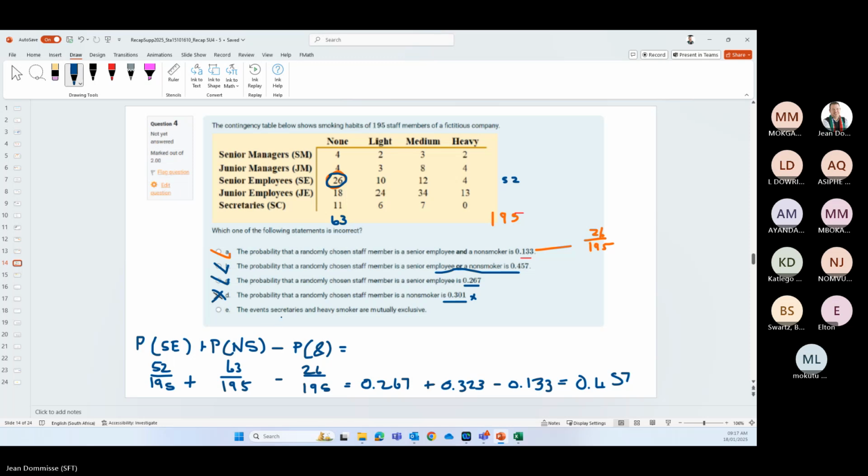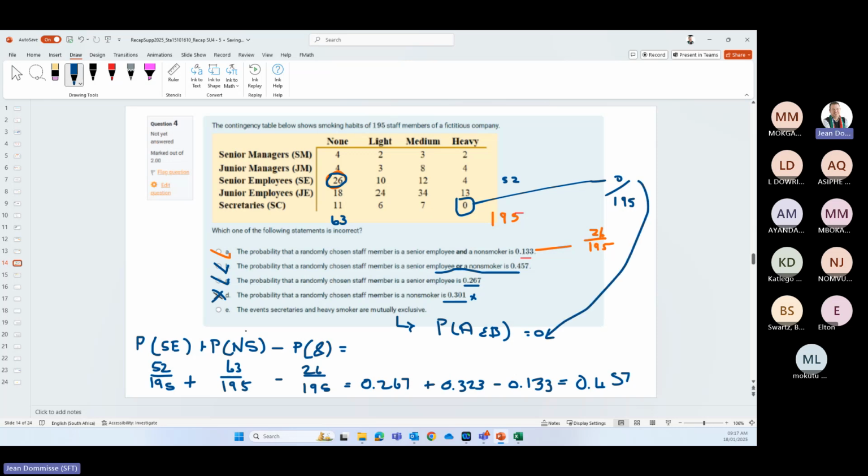The events of secretaries and heavy smoking are mutually exclusive. So again, back to that previous question, mutual exclusivity is when the probability of A and B is equal to 0. Secretaries, heavy, that is 0 divided by 195, which will be 0. So you know that that is mutually exclusive.